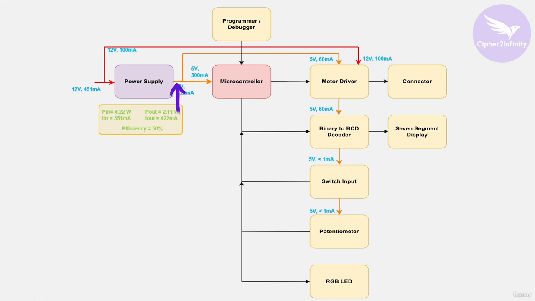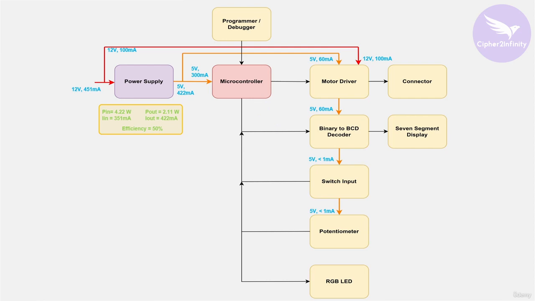So orange line, which is the output of this power supply, it's delivering the power to this microcontroller block, then this motor driver block, then this binary to BCD decoder block, and after that switch input and potentiometer block. So these are the blocks which are powered from the output of power supply. Okay, and this RGB block that you see, it's actually not powered by the power supply. Instead of that, it's going to take the power from the microcontroller. Okay, so when we discuss the RGB topic, at that time you will understand how it's taking power from the microcontroller. So at this moment you don't need to bother about this RGB block.